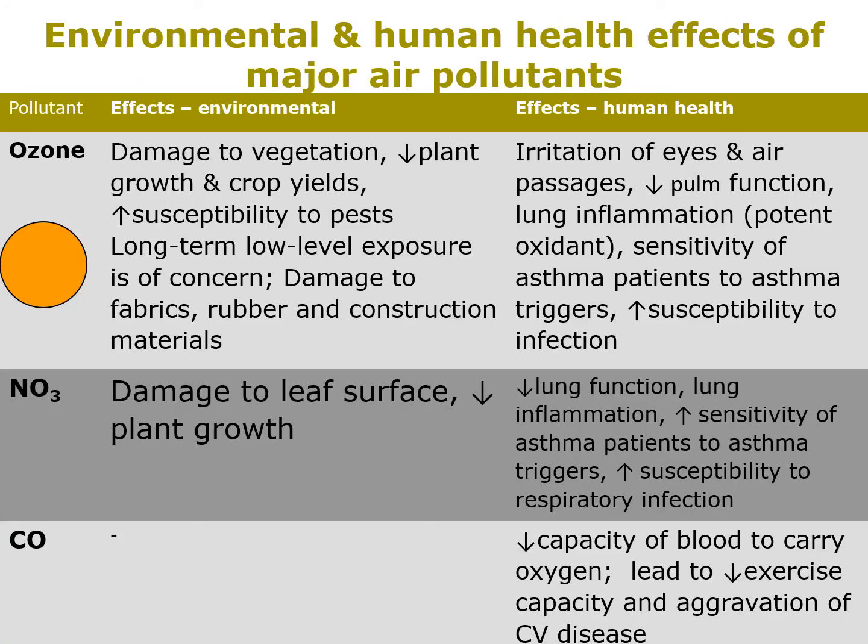Environmental and human health effects of major air pollutants: ozone, NO3, carbon monoxide. Ozone damages vegetation, decreases plant growth and crop yields, and increases susceptibility to pests. Long-term low-level exposure is of concern. It also damages fabrics, rubber, and construction materials. In human health, ozone causes irritation of eyes and air passages, decreased pulmonary function, lung inflammation, sensitivity of asthma patients to asthma triggers, and increased susceptibility to infection.